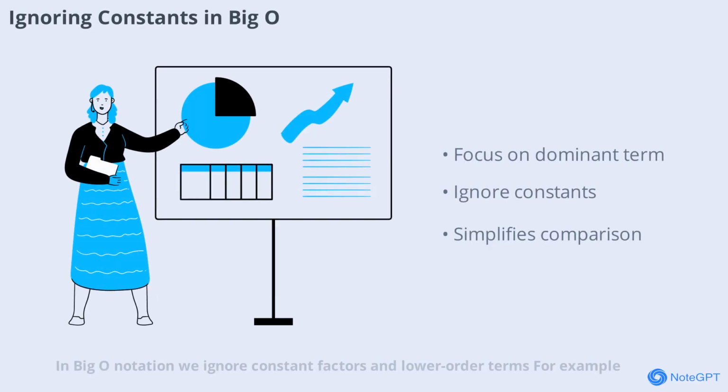In big O notation, we ignore constant factors and lower-order terms. For example, O(2n) and O(100n) are both considered O(n). This simplification makes it easier to compare algorithms since the constants are often negligible for large inputs.